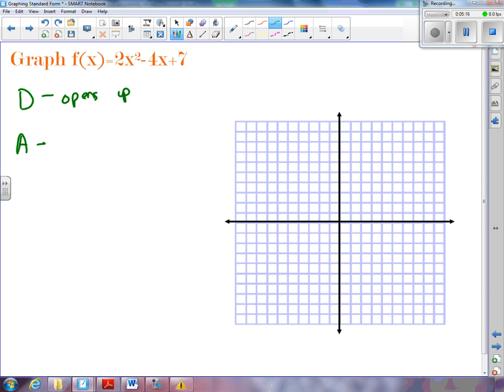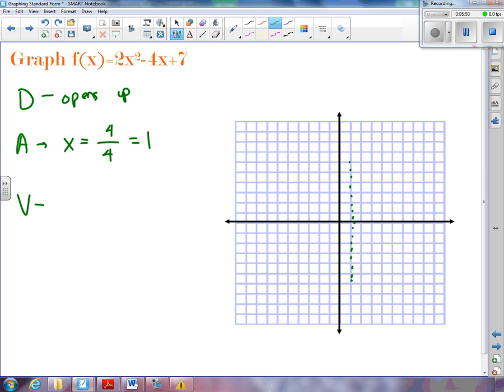Then I have A. A stands for my axis of symmetry. To find what my axis of symmetry is, all I ever have to do is take x equals negative b, which in this example would be 4, over 2a. 2 times 2 is 4. So my axis of symmetry is x equals 1. So remember, your axis of symmetry will be a vertical line, and here it's at x equals 1. That's not actually part of your graph. That just lets you know where your graph is split down the middle.